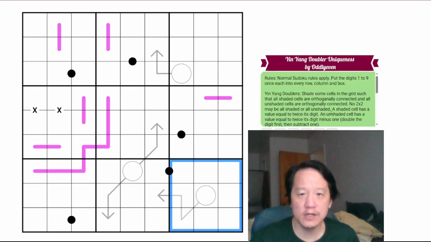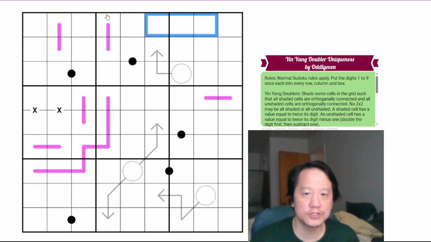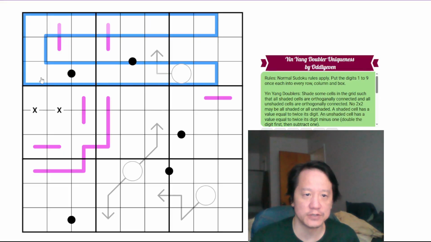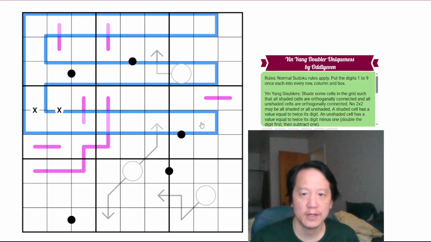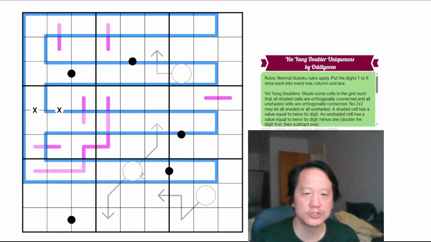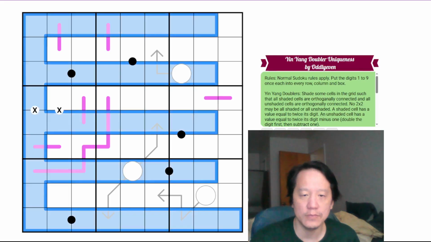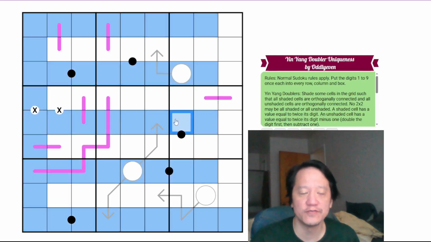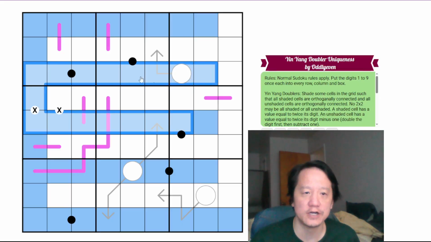We have yin-yang doublers, where we need to shade some cells in the grid such that all shaded cells are orthogonally connected and all unshaded cells are orthogonally connected. And no 2x2 area may be all shaded or all unshaded. So as an example, this is an example of a valid yin-yang shading.